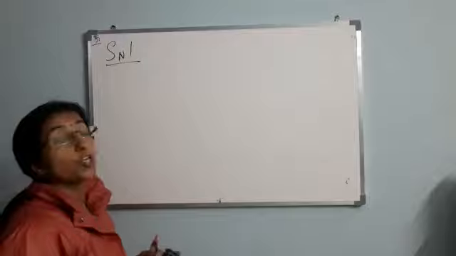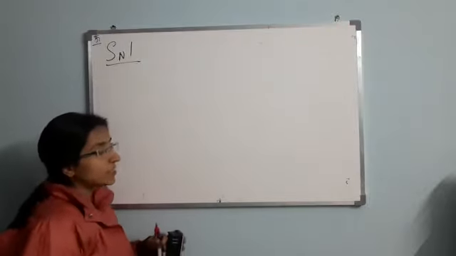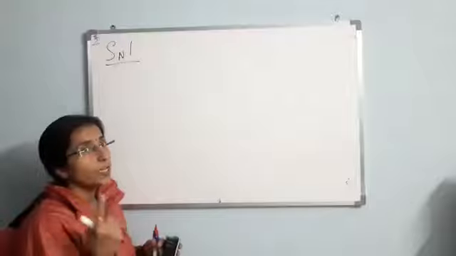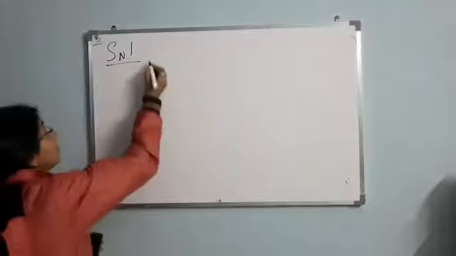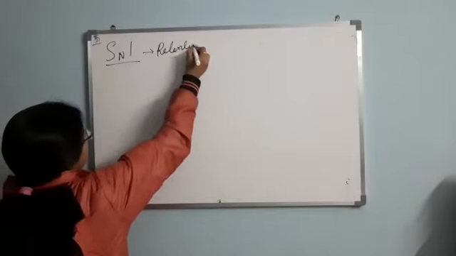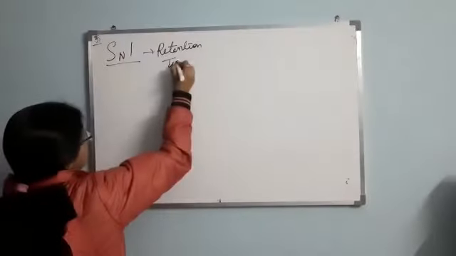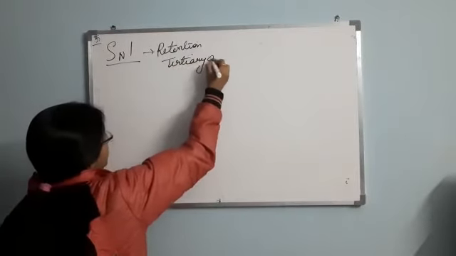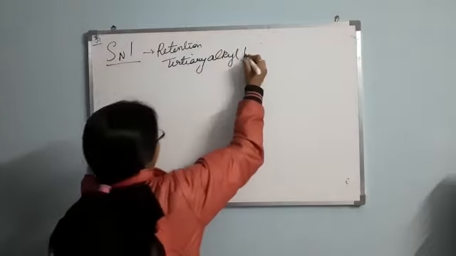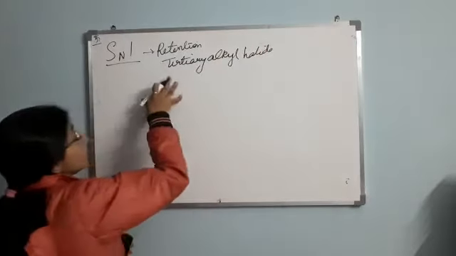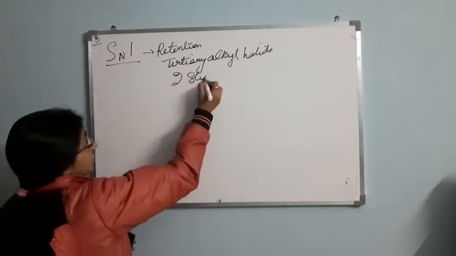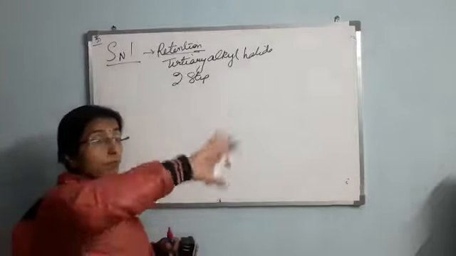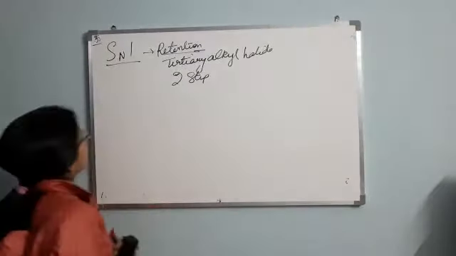Now the second one is SN1. Substitution nucleophilic unimolecular. What does this mean? It means that the rate of reaction depends upon the concentration of only one molecule, and this basically occurs with the retention of configuration. It goes best with tertiary alkyl halide, which leads to the formation of a carbocation first. Then it occurs with the retention of configuration and is a two-step reaction. Retention means whatever the configuration was before the reaction will remain the same.